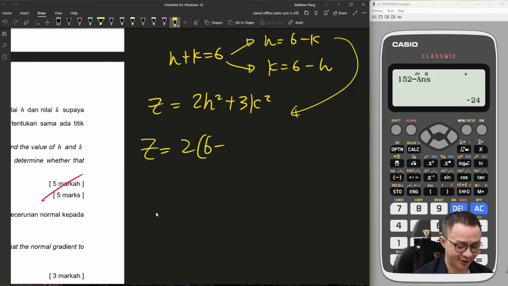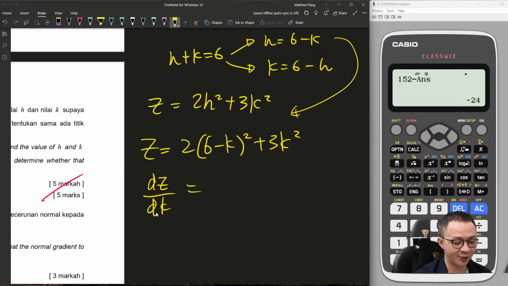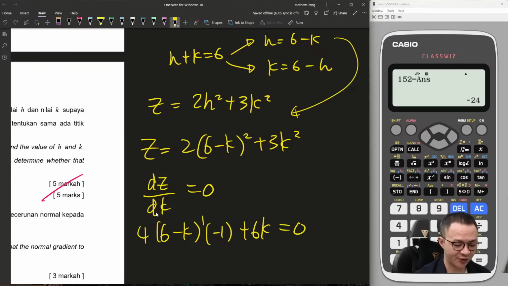2, 6 minus k squared plus 3k squared. Okay, you want to find the stationary point. That means dz/dk must equal 0, right? For any stationary point. Does it make sense? So if I differentiate this one, I should get 4, 6 minus k, times minus 1. Differentiate the inside, minus 1, plus 6k equals 0.